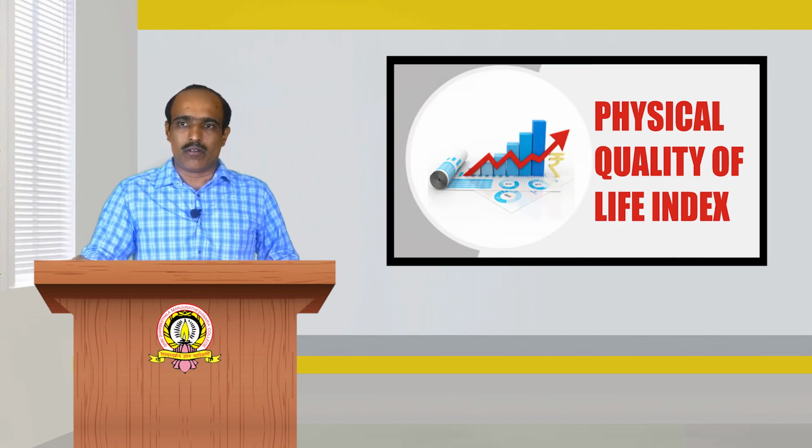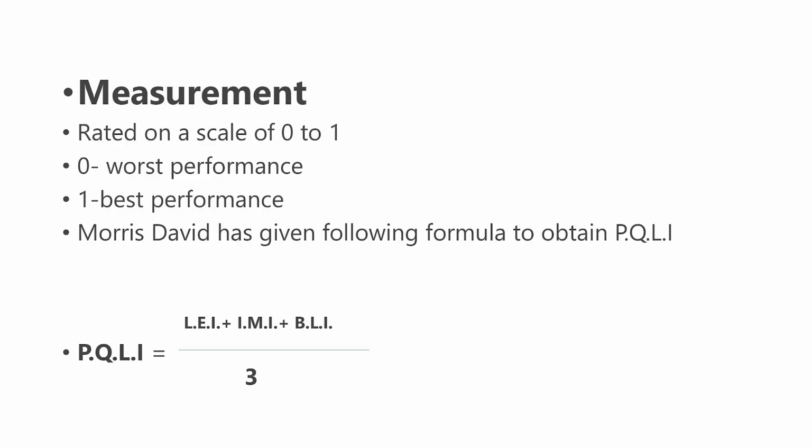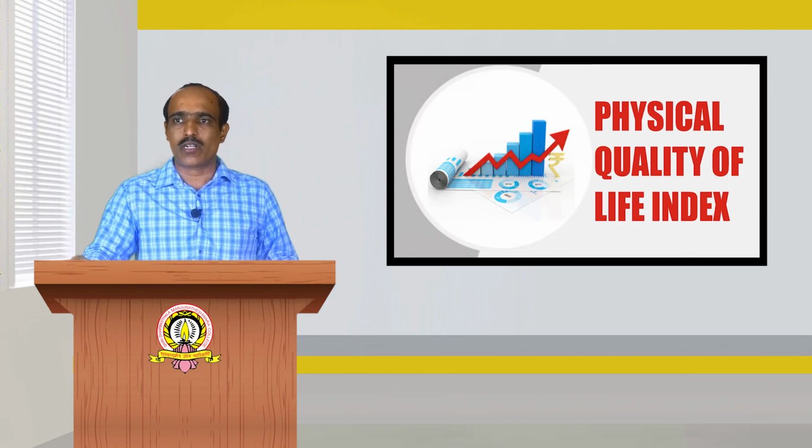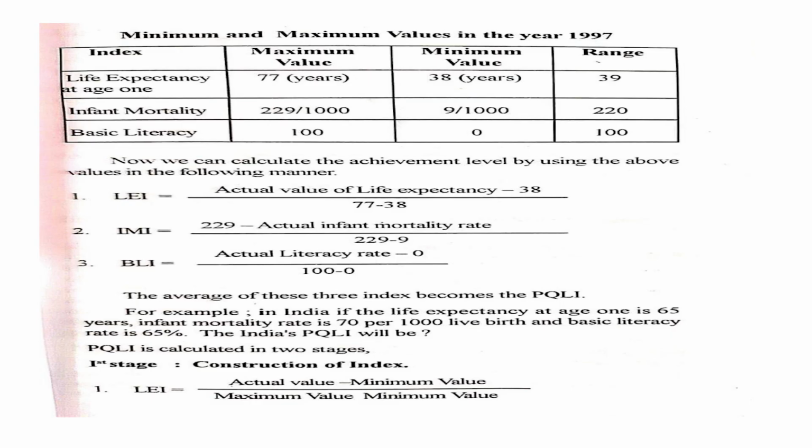Morris has given the following formula to obtain the PQLI. You can see the formula in the slide. PQLI is equal to LEI plus IMI plus BLI, where LEI means life expectancy index, IMI means infant mortality index, and BLI means basic literacy index, taking the average of these three components. Now, let us calculate the PQLI by taking into consideration a particular value. For the calculation of PQLI, each component has to be taken into consideration, and each indicator has its own respective formula.